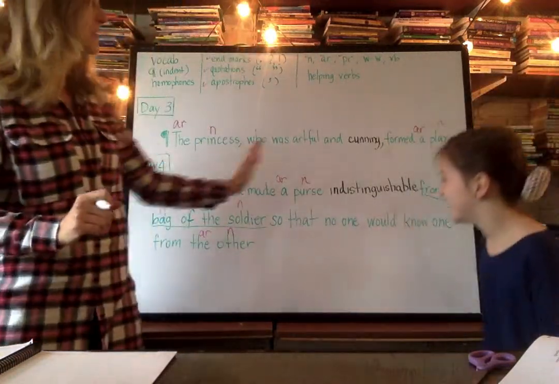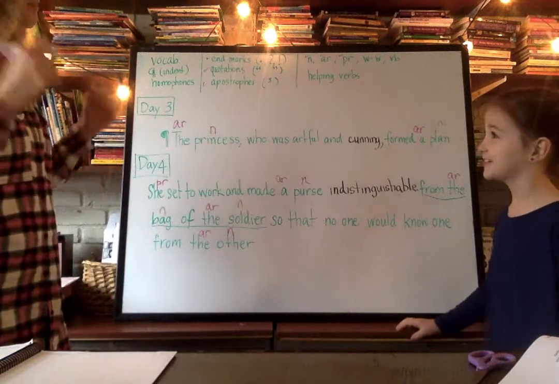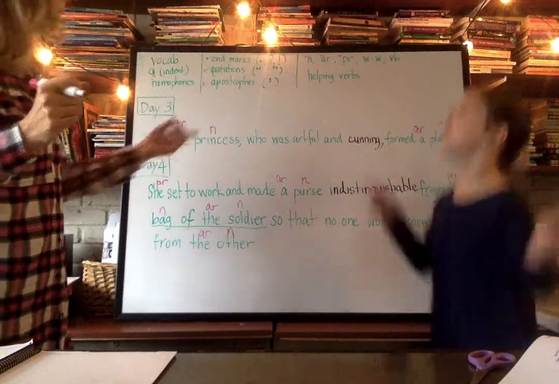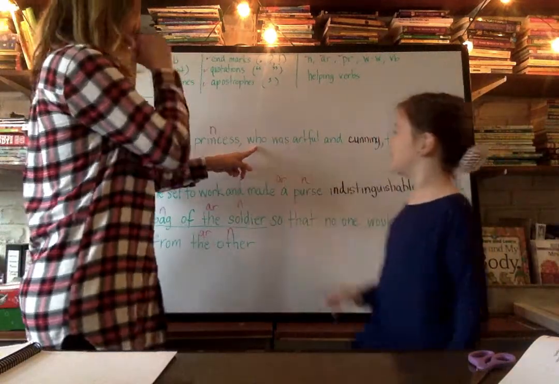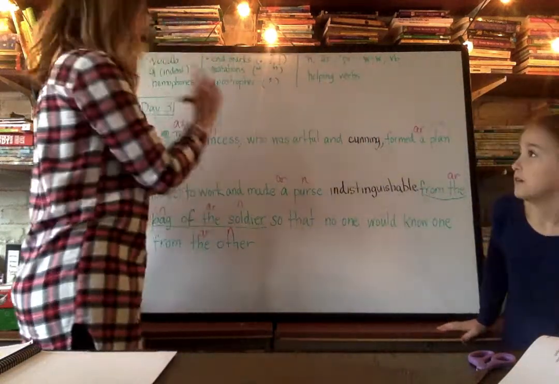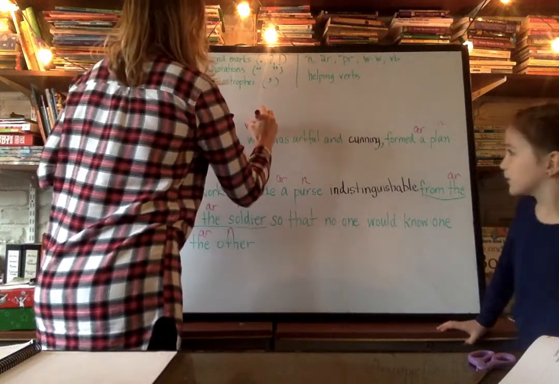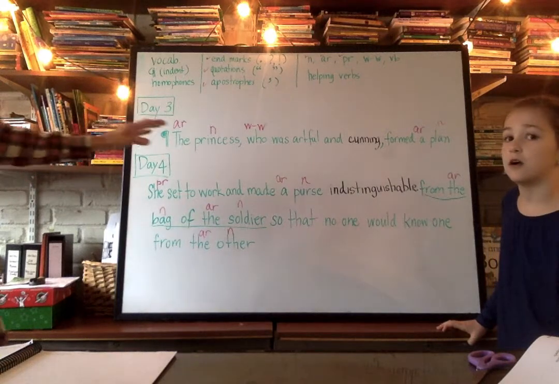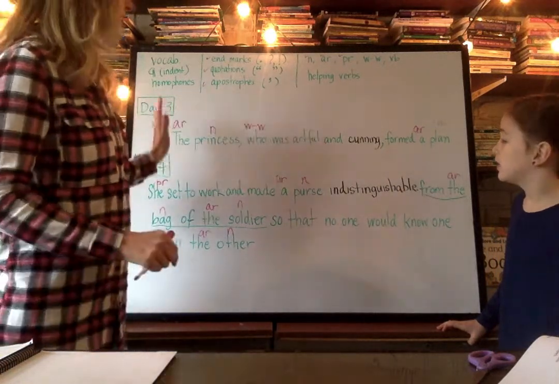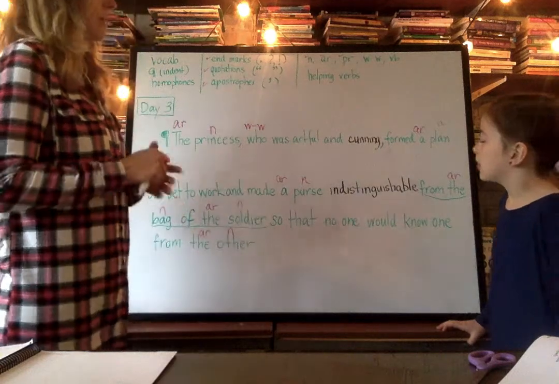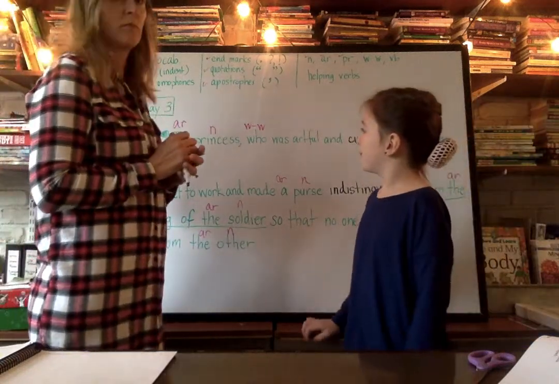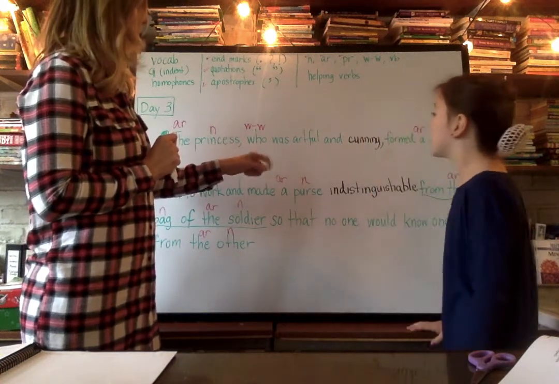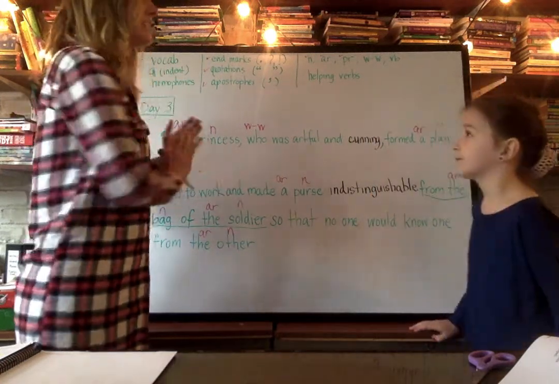So let's read through our day 3 sentence. Stop me if there's a who or a which. Ready? The princess who was. Who. Very good. All right, so how are we going to mark that? WW. Now, Ada, real quickly, tell me what the entire clause is. Read the entire who, which clause. Begin with your who. Who was artful and cunning. Very good. That's the whole clause.